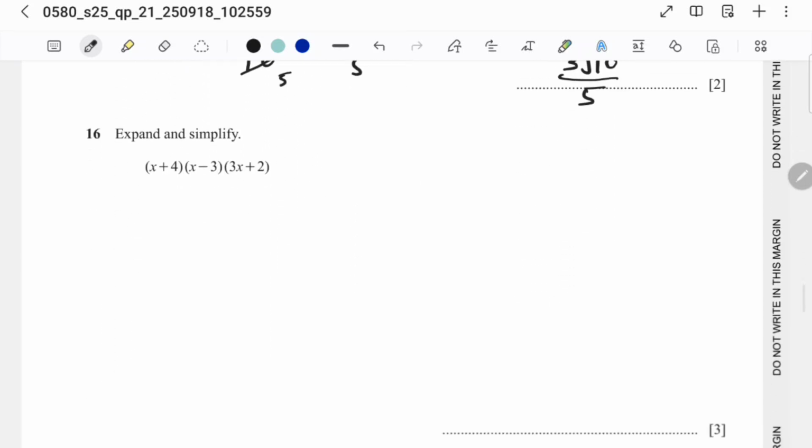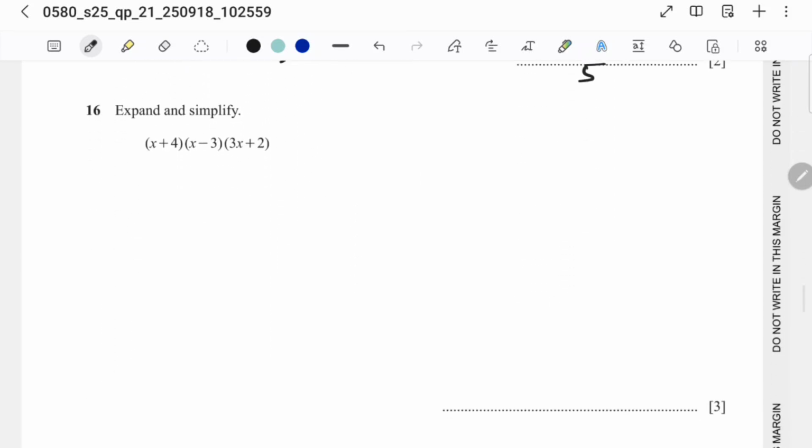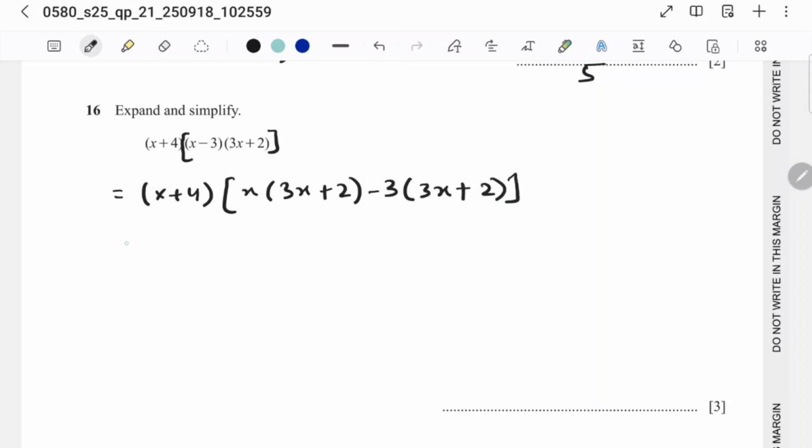Rationalize the denominator. Question number 16 is expand the following. So 3 brackets are expanding, and usually this type of question comes mostly in this paper. So you can multiply the first two, or you can multiply the last two and then multiply the other one. It's up to you. X plus 4 and then x into 3x plus 2 minus 3 into 3x plus 2. But you just have to be careful, otherwise the question is very easy.